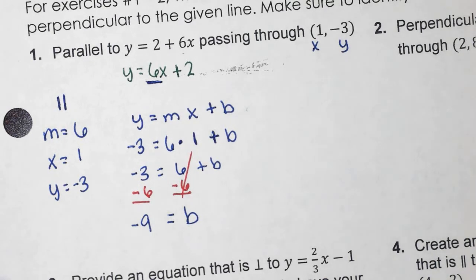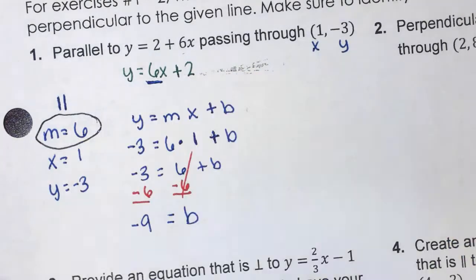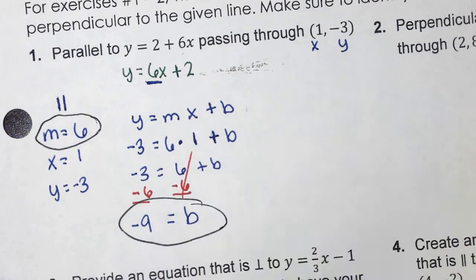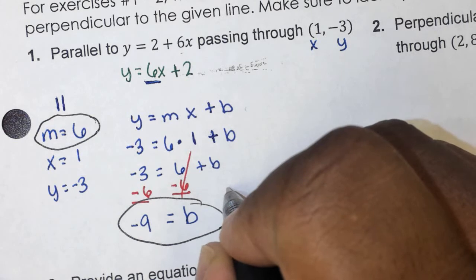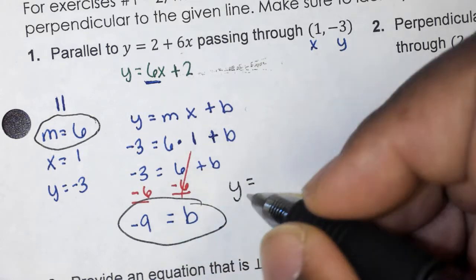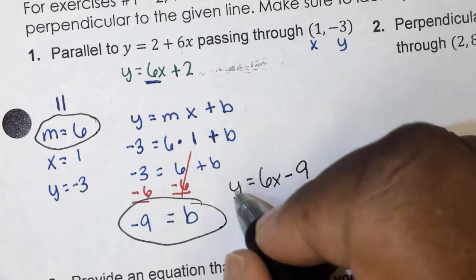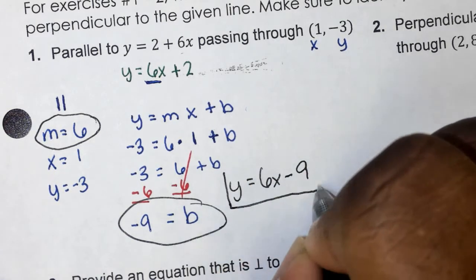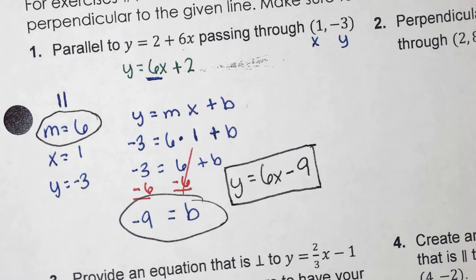Now I have the two things I need to write a slope-intercept form equation of a parallel line. I have the slope of that line, and I have the y-intercept. Now that I have those, I can write my new line. My parallel line would be y equals 6x minus 9. This will be the equation of a line parallel to y equals 6x plus 2 that passes through point 1, -3.